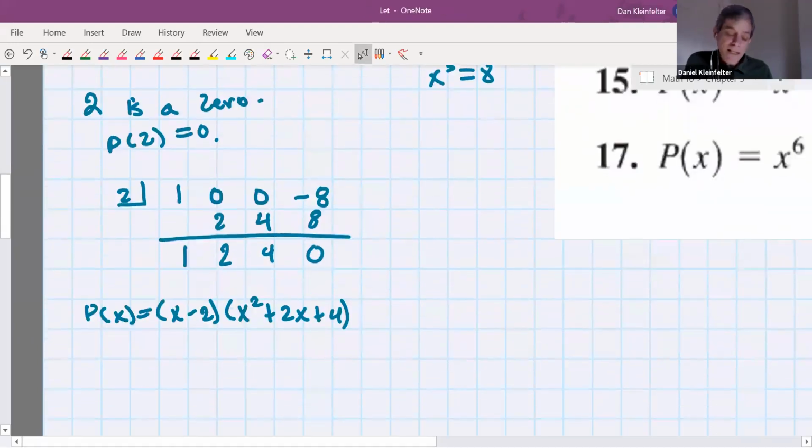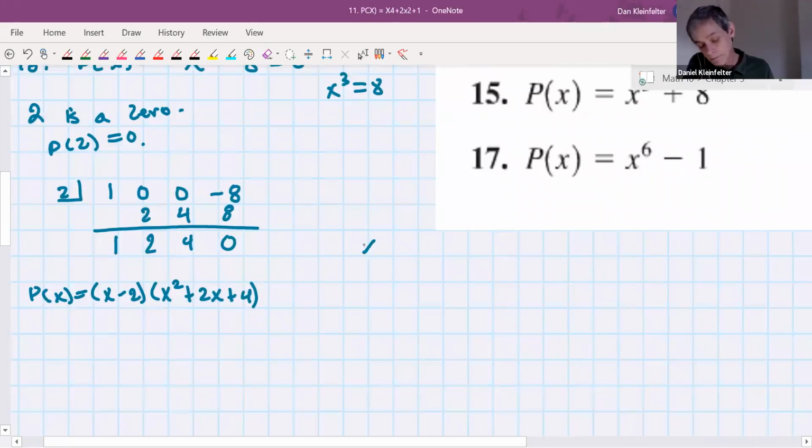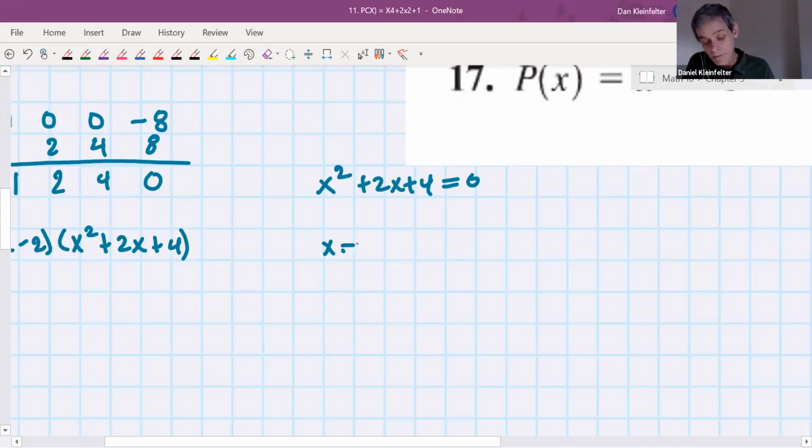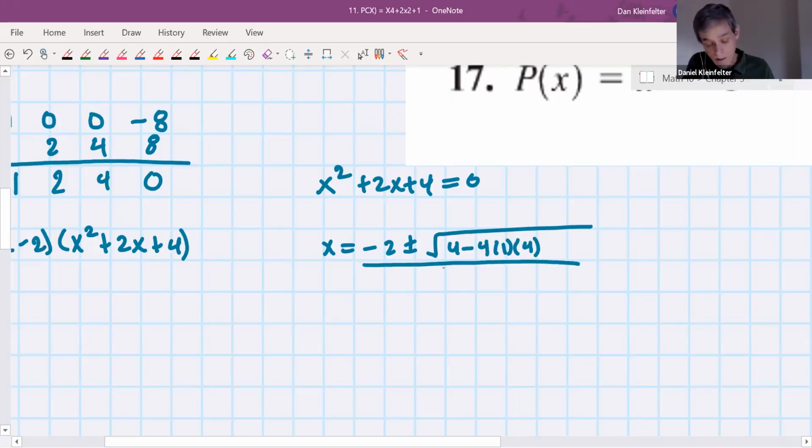All right, and that part is not a perfect square. It's not even factorable. So to find the remaining zeros, this time we'll go ahead and use the quadratic formula to get this done. So we're just going to be looking at x squared plus 2x plus 4. We'll set that equal to 0. So quadratic formula, x will be minus 2 plus or minus the square root of 4 minus 4 times 1 times 4, all over 2.